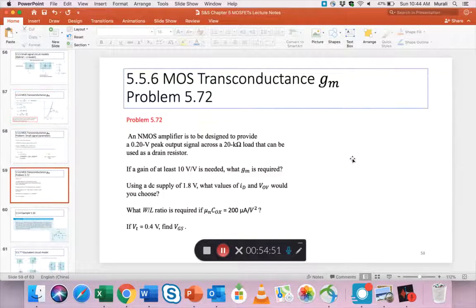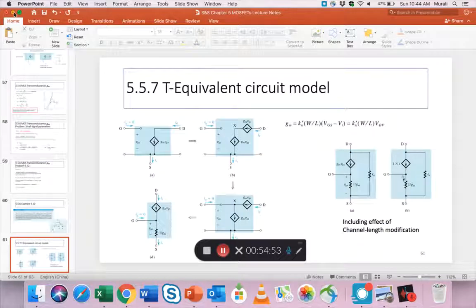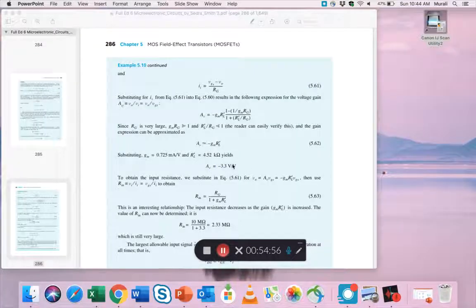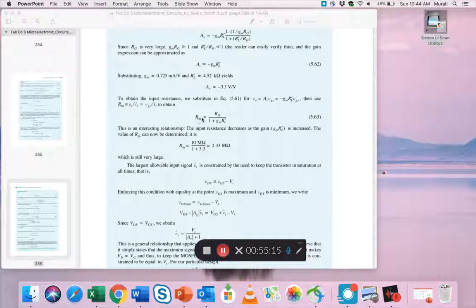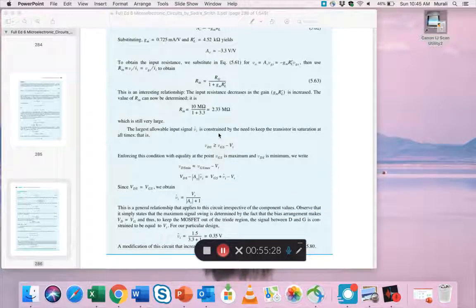And so here what he does is the same approach, but instead of just RO and RD in parallel, now we have all three in parallel, and the formula still applies. So with that approximation, we get AV equals minus 3.3. So we have the gain also now. Now, to find the input impedance, he manipulates some stuff, and he comes up with this nice formula, and plugging it in, we still get 2.33 megohms as the input resistance.